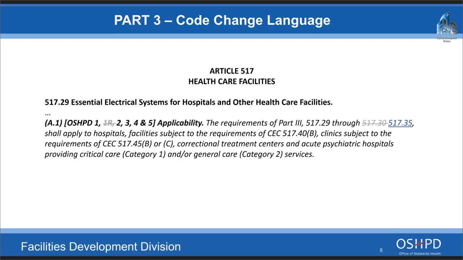Again, this is the OSHPD amendment for the essential electrical systems for hospitals. Our requirement originally said that you needed to meet 517.29 through 30. This was caused by a model code change that was also incorrect. The correct reference is 517.29 through 517.35, which are the requirements for the essential electrical system for hospitals. So again, more housekeeping. Next slide, please.